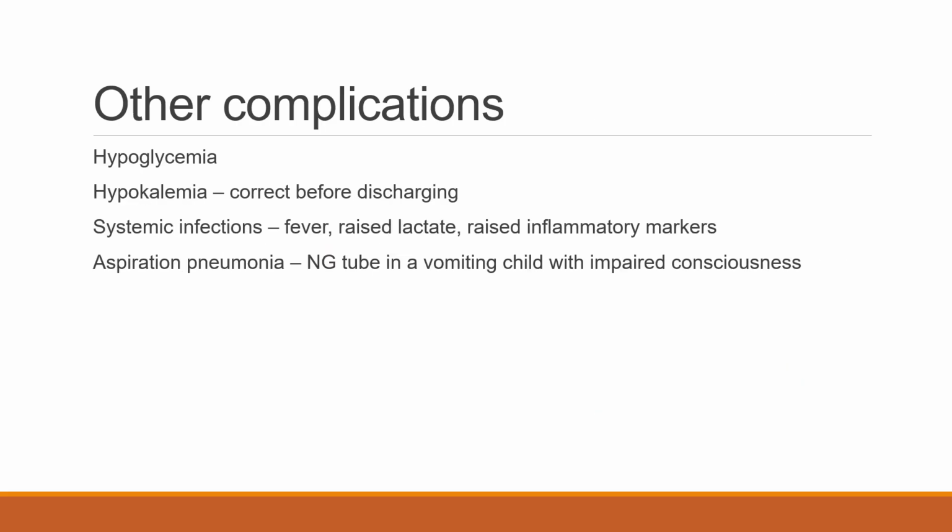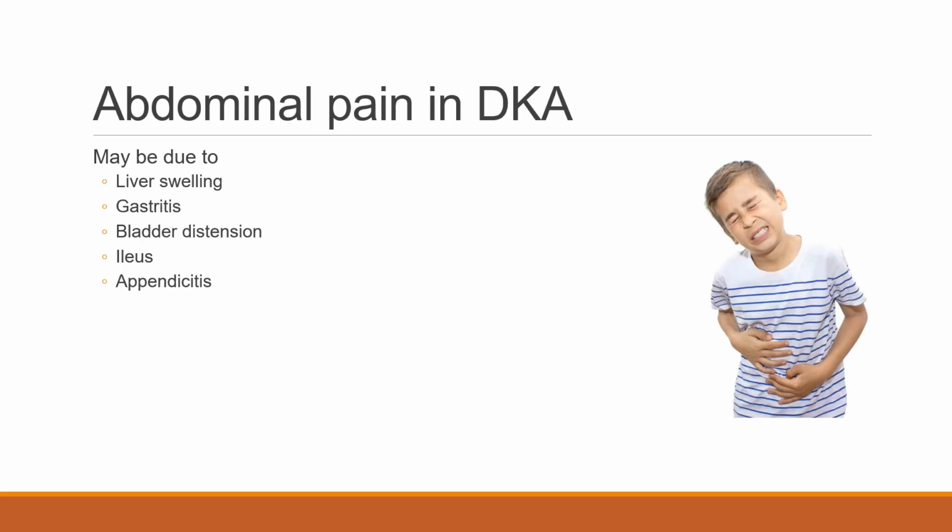What are the other complications? Other complications that can be possible in the management of DKA are hypoglycemia and hypokalemia. Both are due to insulin. Systemic infections can be evidenced by fever, raised lactate, raised inflammatory markers. Aspiration pneumonia can happen. We have to put a nasogastric tube for a vomiting child or a child with impaired consciousness.